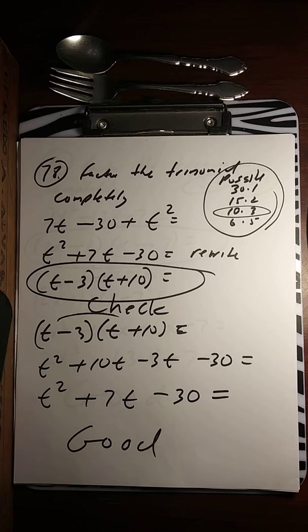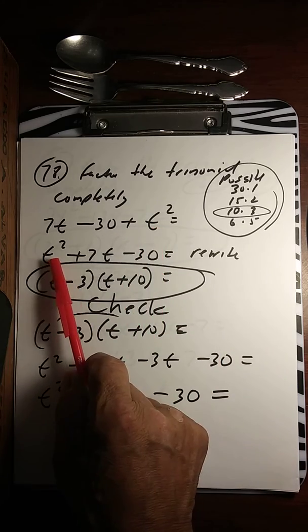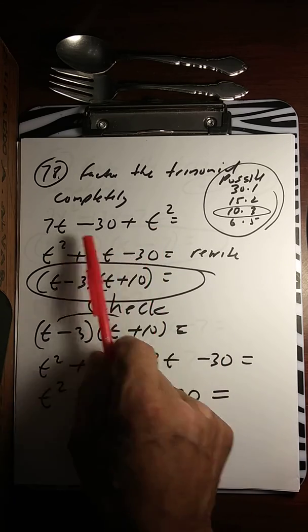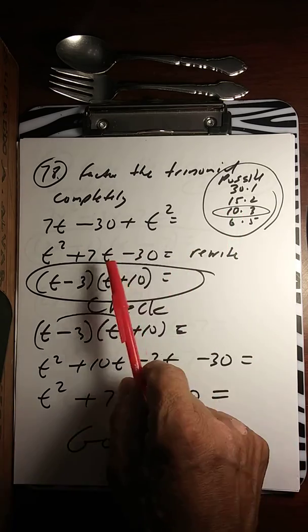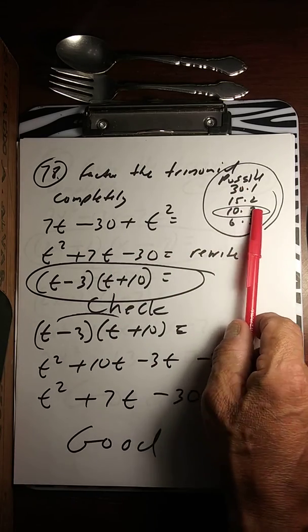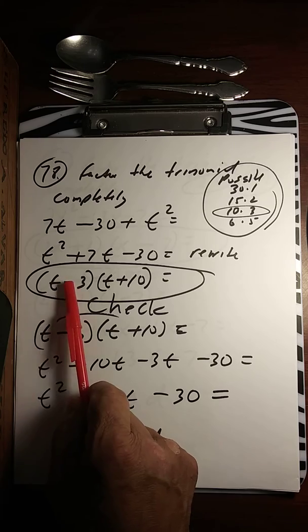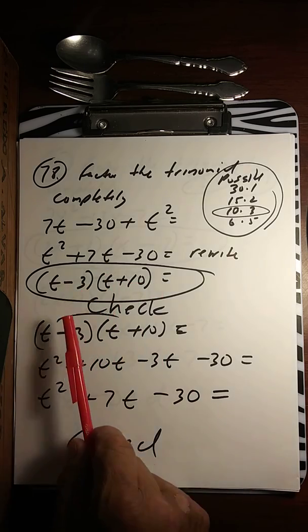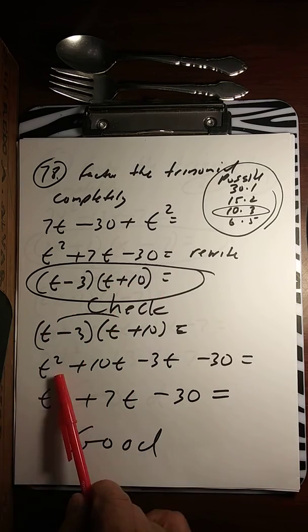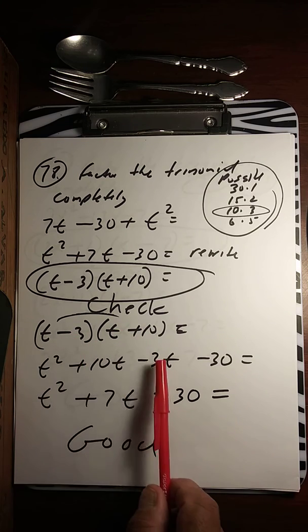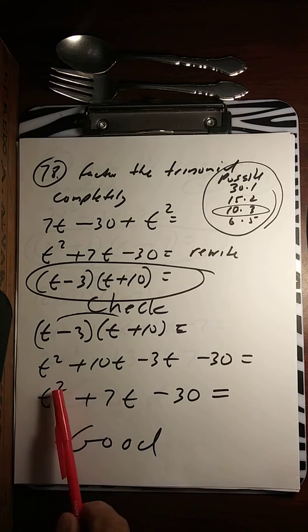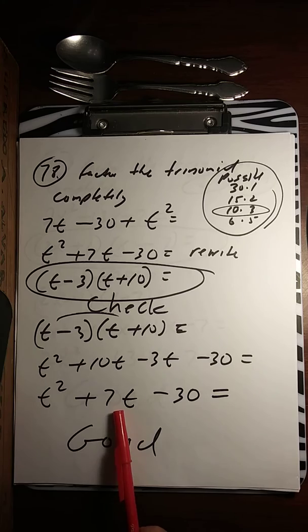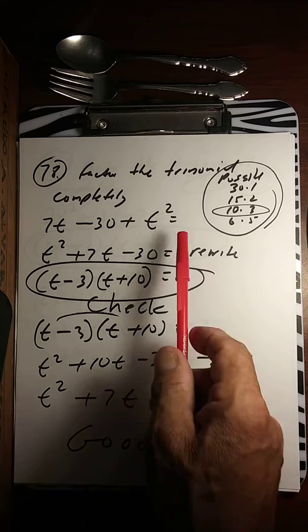Factor the trinomial completely. So first we rewrite it. T squared plus 7t minus 30. Now, all the possible numbers for 30 are there, but 10 times 3 looks like it works. So t minus 3, t plus 10. Does that work? Let's check it. T times that is t squared. That times that is 10t. This times this is minus 3t. That times that is minus 30. T squared plus 7t minus 30. Yes, that works.